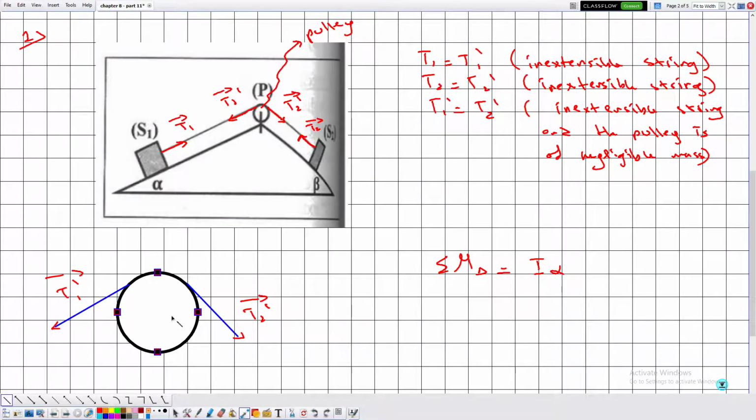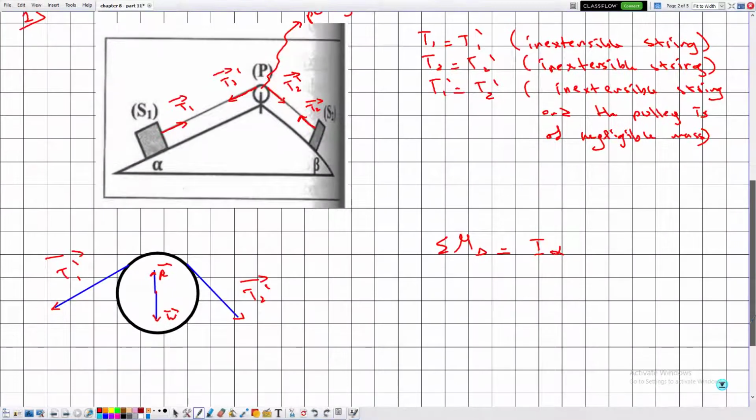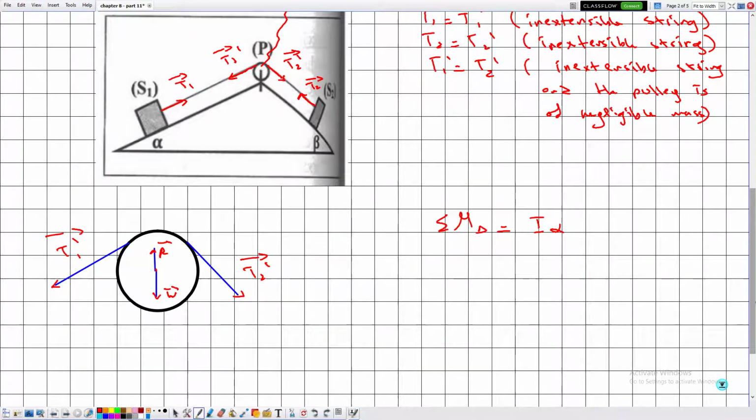Here for sure we have the weight which is vertical downward like this, and we have the normal reaction, or the reaction, which is like this. So this is the weight and this is the reaction R, and the sum of moments in this case around delta is equal to I alpha. Now here we have the moment of the tension T1 prime around delta plus the moment of the tension T2 prime around delta plus the moment of R around delta plus the moment of W around delta is equal to I alpha. Now here I'm not considering that the pulley is at equilibrium, we don't know.